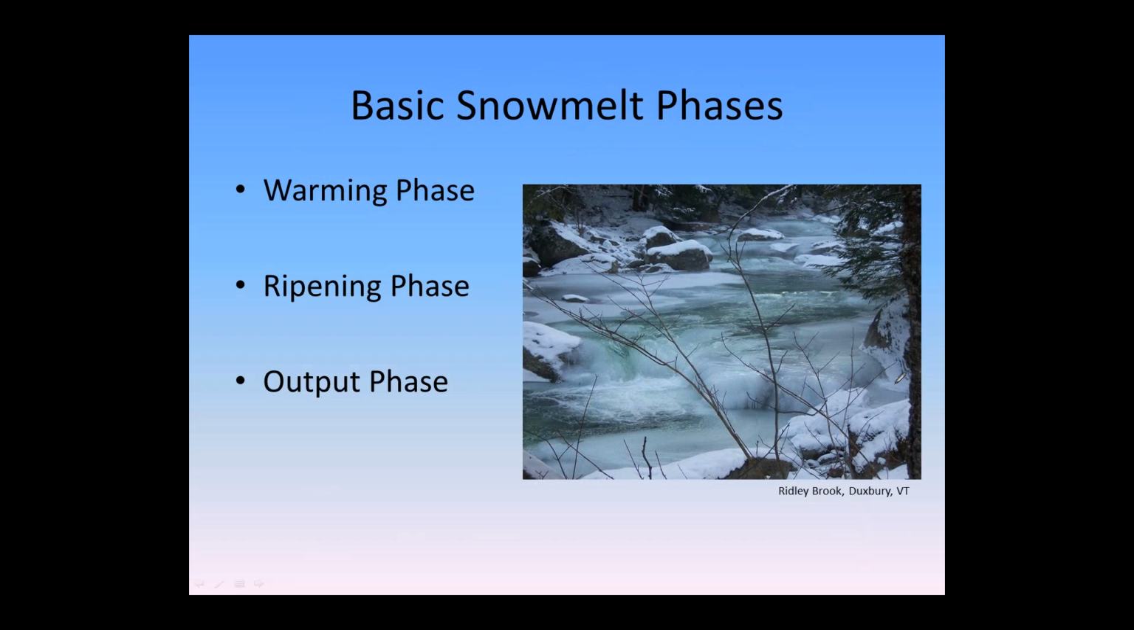Now let's move on to another topic on our list tonight to talk about, basic snowmelt phases. There are 3 of them. There's a warming phase, ripening phase, and output phase, and I'll discuss all 3 of those.